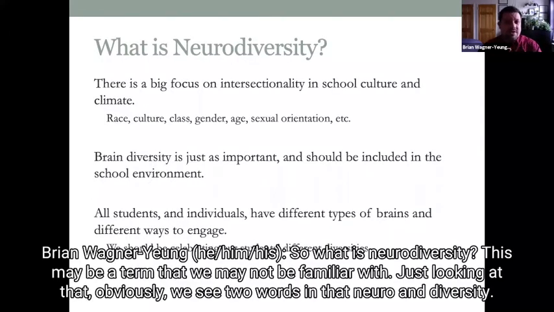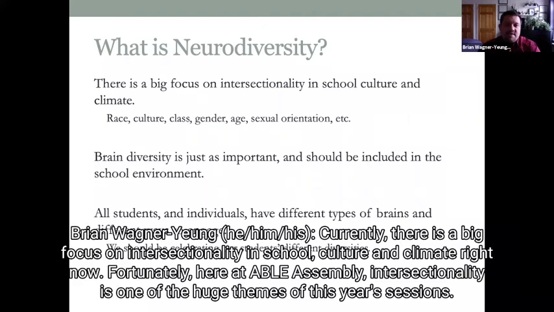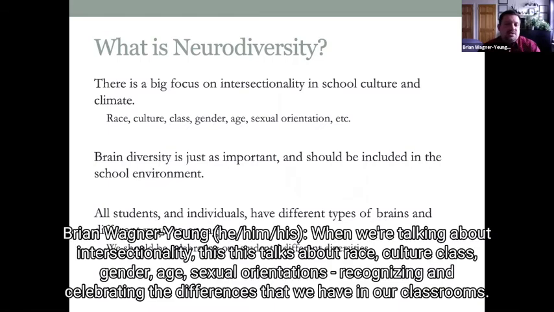So what is neurodiversity? This may be a term that we may not be familiar with. Just looking at that, obviously we see two words in that, neuro and diversity. Neuro referring to our brain and diversity representing differences. Currently, there is a big focus on intersectionality in school culture and climate. Fortunately, here at Able Assembly, intersectionality is one of the huge themes of this year's sessions. When we're talking about intersectionality, this talks about race, culture, class, gender, age, sexual orientations, recognizing and celebrating the differences that we have in our classrooms.